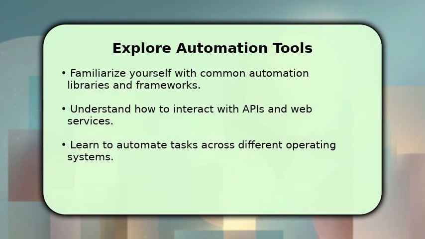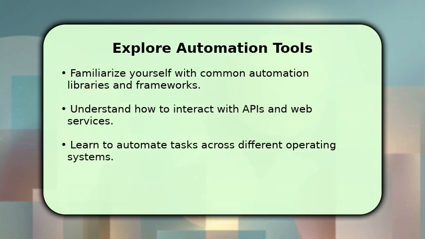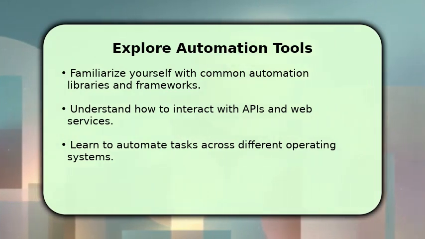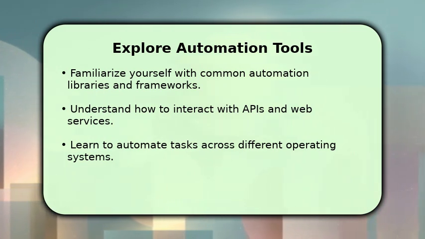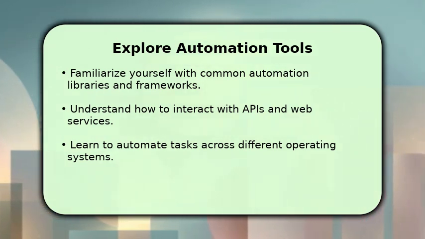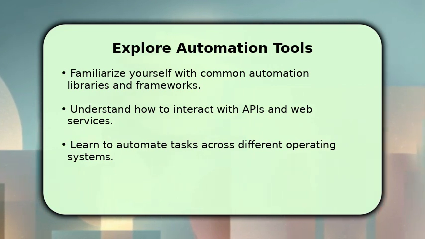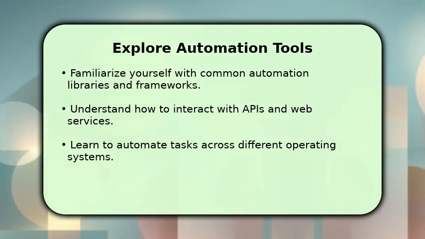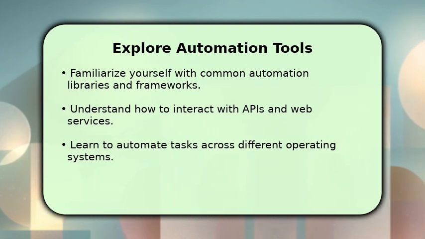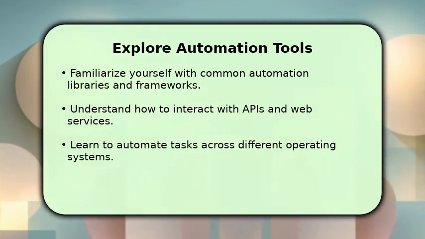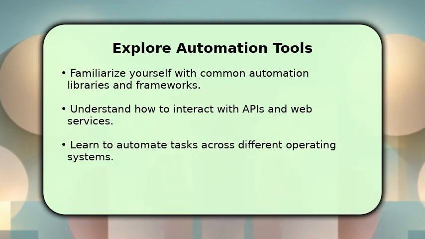With a solid programming foundation, it's time to explore specific automation tools. Familiarize yourself with common libraries and frameworks, such as Selenium for web automation or OS and Subprocess for system tasks. Understand how to interact with application programming interfaces, or APIs, and web services to connect different applications. Learn to automate tasks across various operating systems, including Windows, Mac OS, and Linux, for broad applicability.